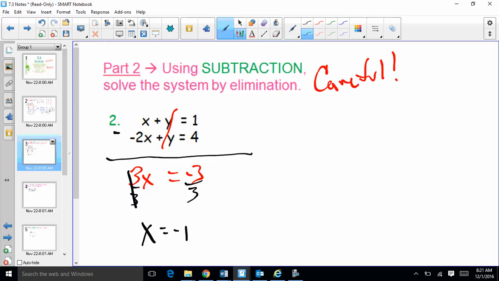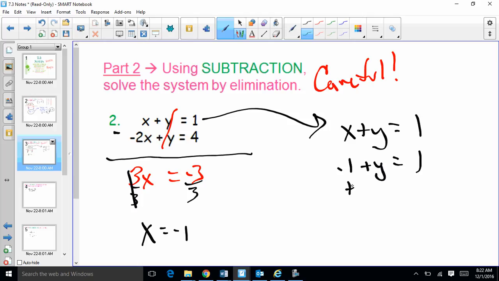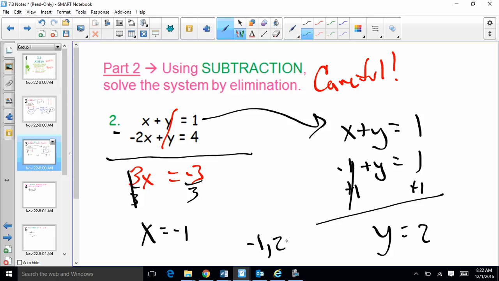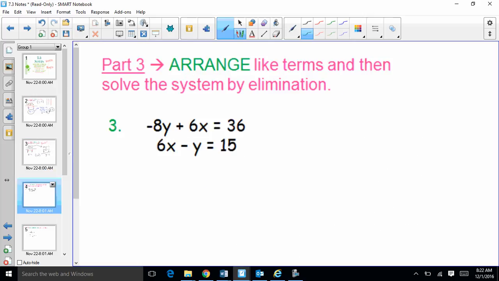Once I know x equals negative 1, I bring this equation over and I solve for y. x plus y equals 1. Now I know x is a negative 1. Well, adding 1 on both sides, I find out that y equals 2. So my solution is negative 1, 2. That's pretty easy, right? The real trick is arranging. That's one of the skills, one of the parts of the process you have to practice.